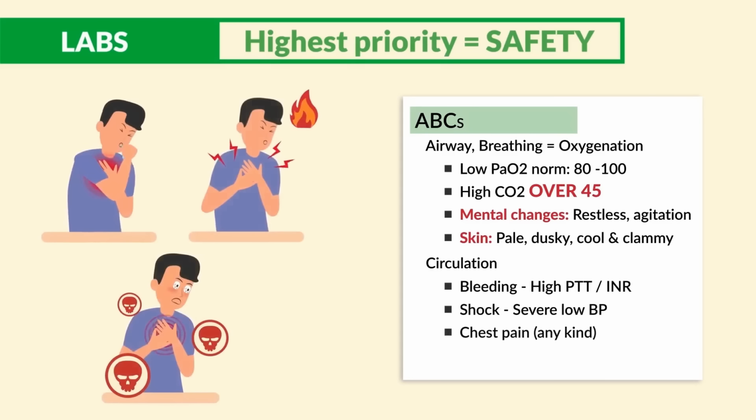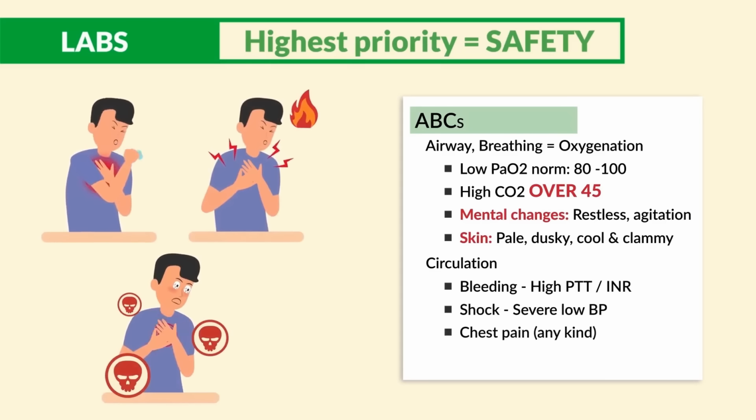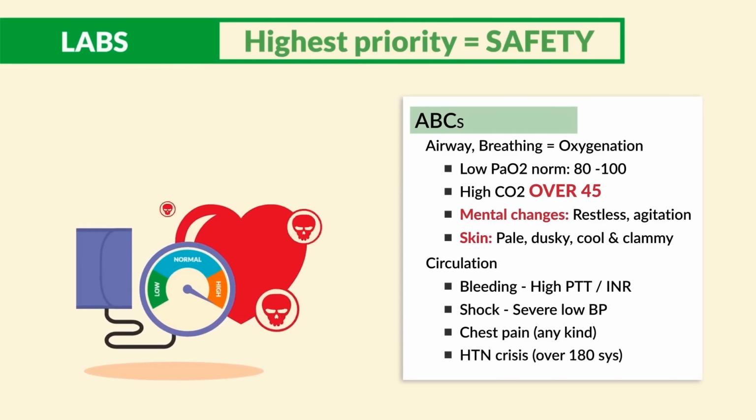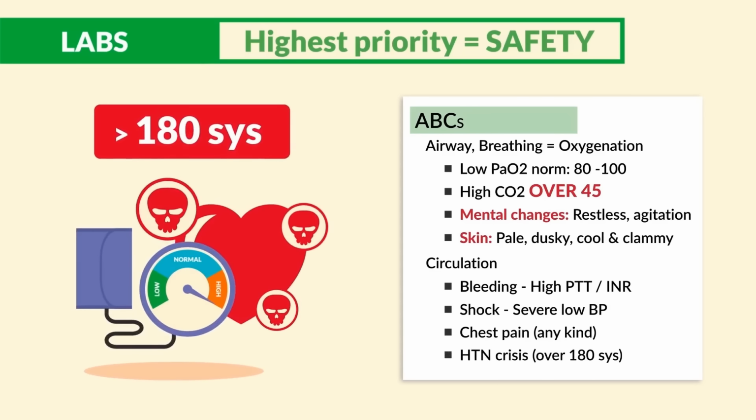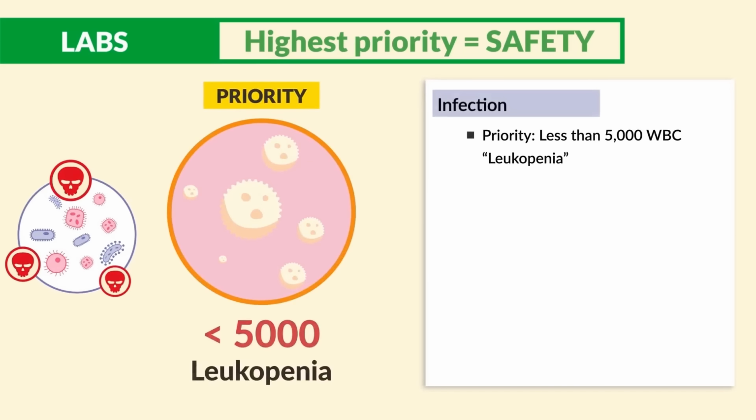Number 3 is chest pain of any kind, even heartburn or anything really. Chest pain is a priority. And number 4, hypertension crisis over 180 systolic is critical. Now the NCLEX usually won't pit these kind of patients against each other. They'll put them in a random bunch. Now in terms of infection, the priority here is less than 5,000 WBCs, known as leukopenia. High risk for infection.